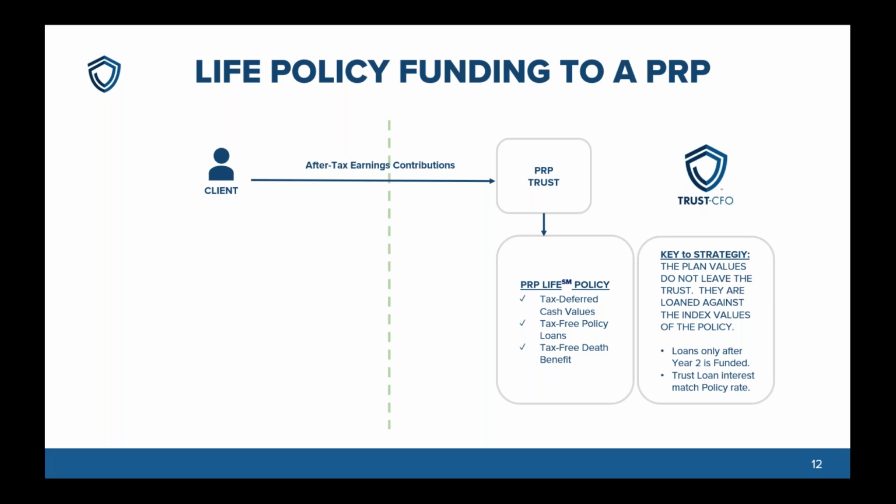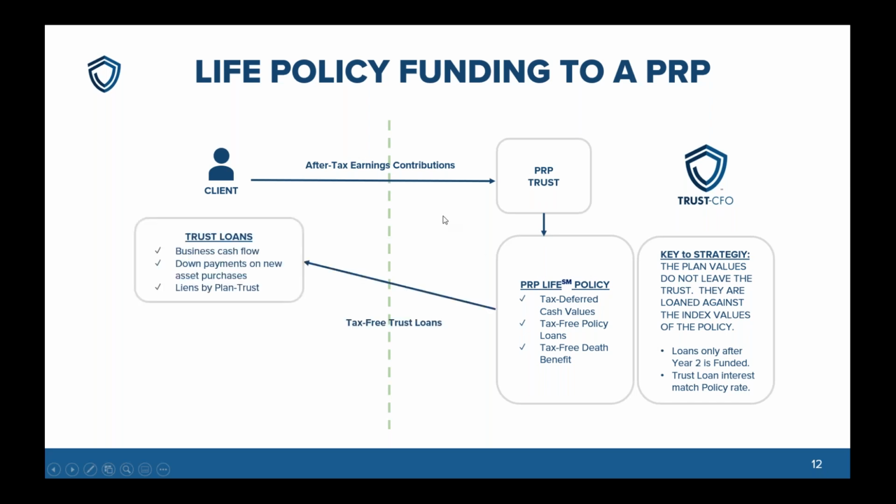Now, again, we don't want our clients to be abusive, so we have some requirements. We don't let them borrow the money immediately. We like them to season the money so they can't take out the monies they put in the given year. We want the trust loan interest to match the policy rate or higher. So what's happening is you're not just borrowing from the policy; the trust and the trustee is borrowing from the policy, and then the trust makes a trust loan, okay? And that matches that and then sends it off so that the client can invest in their business cash flows, down payments on new asset purchases, like real estate. And then, of course, as always, we place liens on those assets via the plan and the trust.